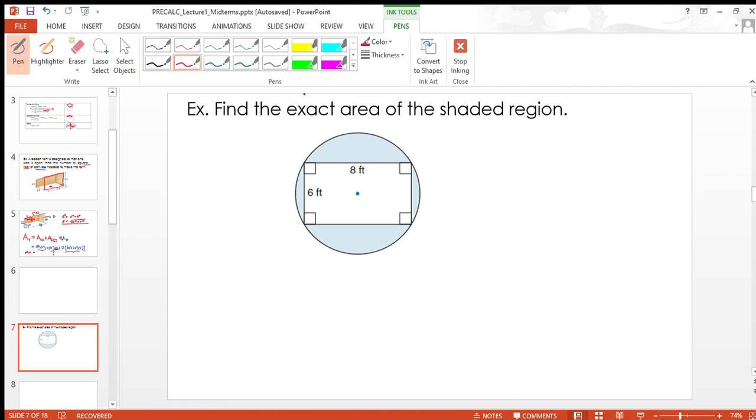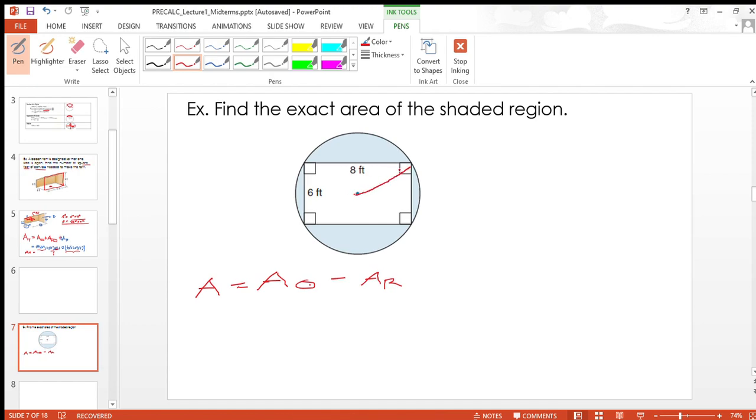So we have: find the exact area of the shaded region. So we have this as the shaded region. In our figure, we have a circle and then we have a rectangle. If you consider the shaded region, we can call that area A. It will simply be equal to what? We can get the area of the circle minus the area of the rectangle. And the area of the circle is pi r squared.